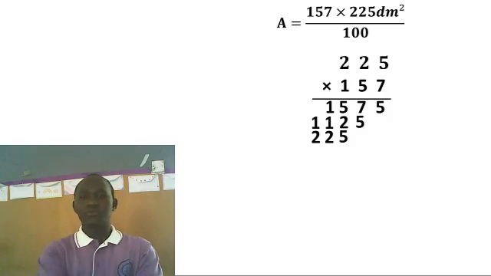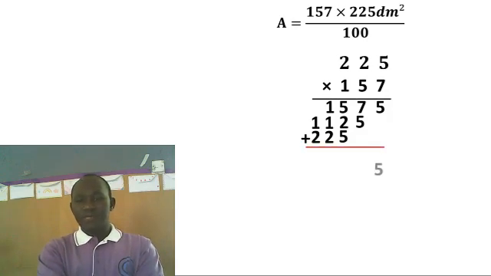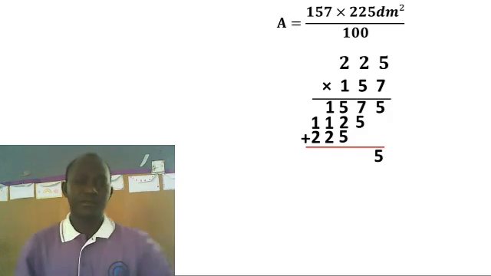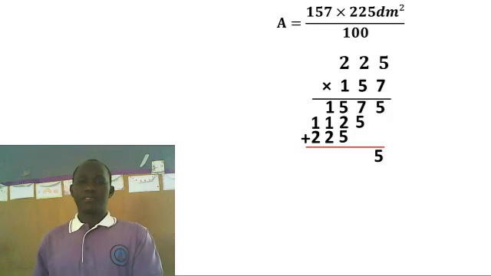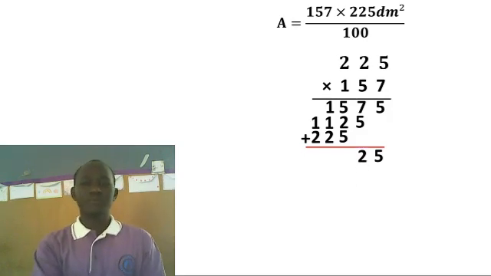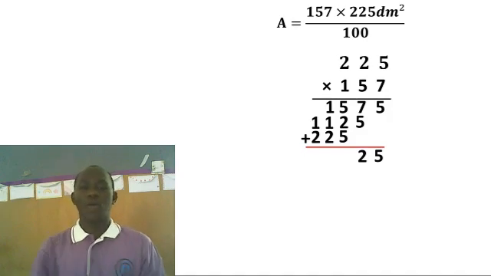I need now to add. We need to add 5 plus nothing is giving me 5. Then 7 plus 5 is 12. 12, I need to write 2, and I regroup 1.